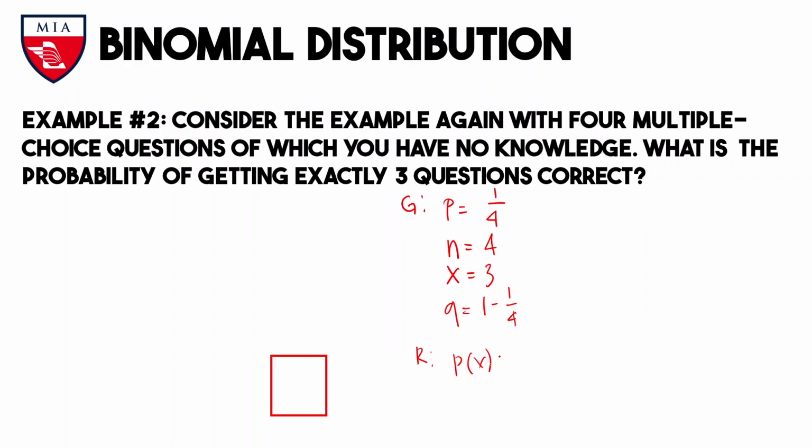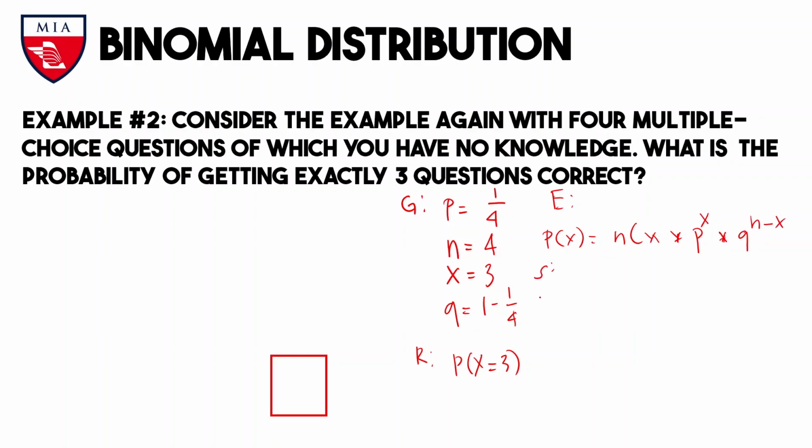Sorry. The probability of x is equal to 3. So for the equation, just write the formula. Probability of x is equal to nCx multiplied by p raised to x multiplied by q raised to n minus x.